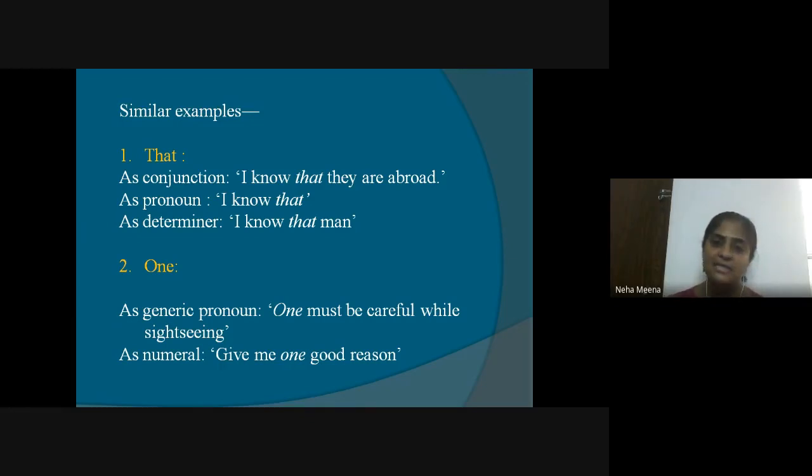So as far as the functionality of "that" here is concerned, it is used as a conjunction. In the next sentence, it is used as a pronoun. As I told you, that is a relative pronoun. When we talk about the third sentence, I know that man, it is used as a determiner here. As a generic pronoun, "one" is used. We know that "one" will always be referred to one, that means a single person. But when it is used as a generic pronoun, what happens?